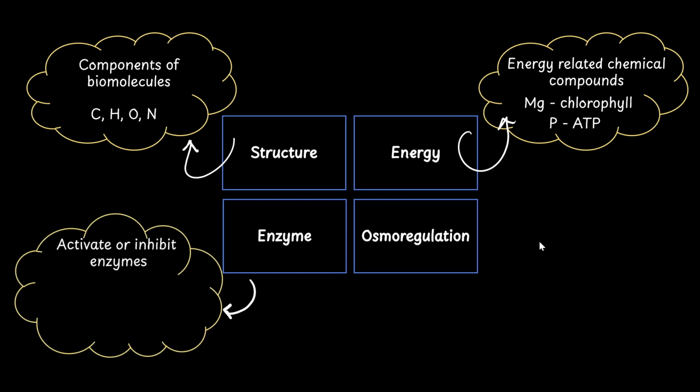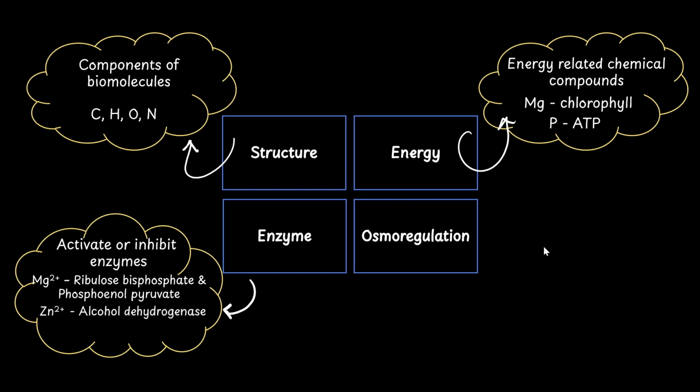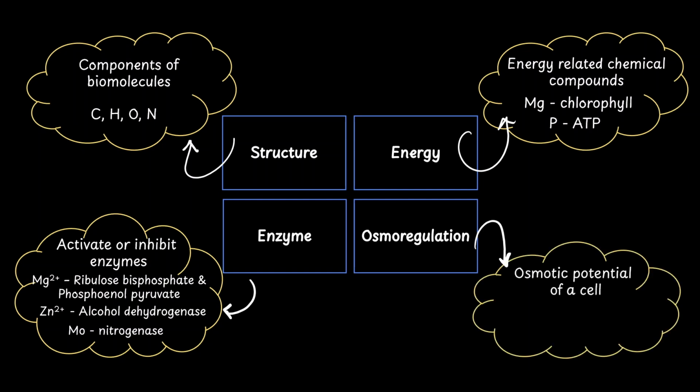Magnesium is an activator for both ribulose bisphosphate as well as phosphoenol pyruvate, both of which are critical enzymes for fixation process in photosynthesis. Zinc is an activator of alcohol dehydrogenase and molybdenum is very important for nitrogenase during the nitrogen metabolism. And finally, some essential elements can alter the osmotic potential of a cell. Potassium plays a very important role in opening and closing of the stomata. The presence of all these minerals as solutes in plants is what creates water potential of a cell.